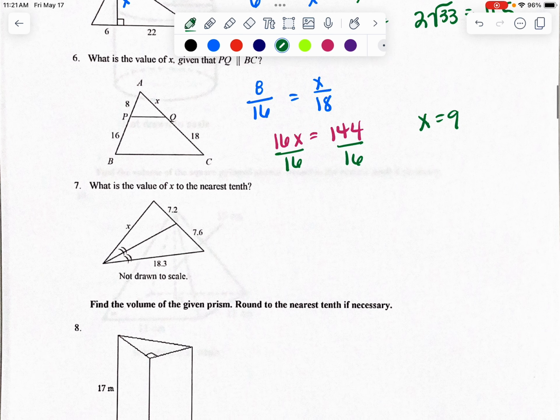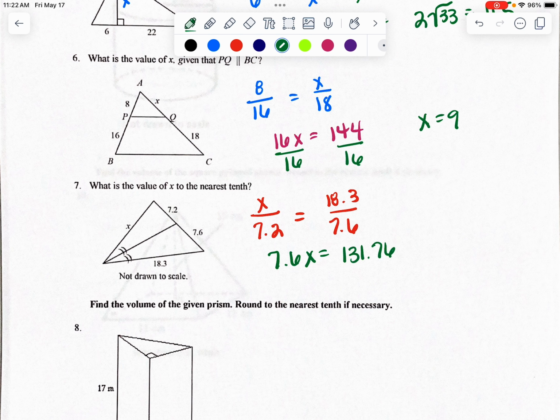Number 7, the angle bisector also cuts the triangle into proportional segments. Be real careful on this one. I know it's easy to get this one wrong. It is sideways. So x is to 7.2 as 18.3 is to 7.6. Make sure you're paying attention to that. And you're cross multiplying on this one, 7.6x, and then 7.2 times 18.3 is 131.76. And then again, solving for this one, I would have to divide both sides by 7.6.